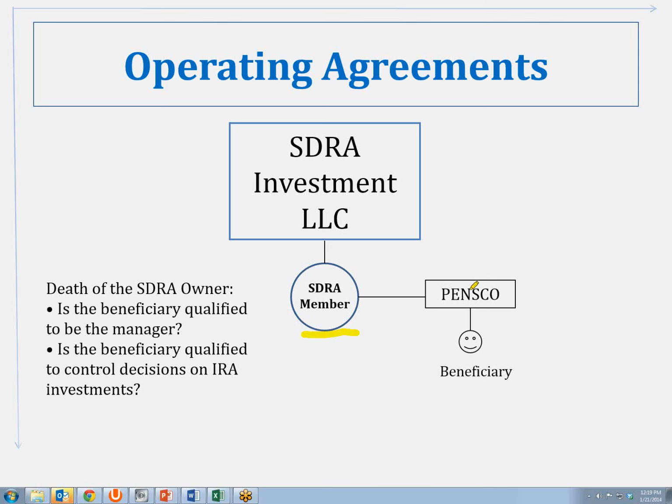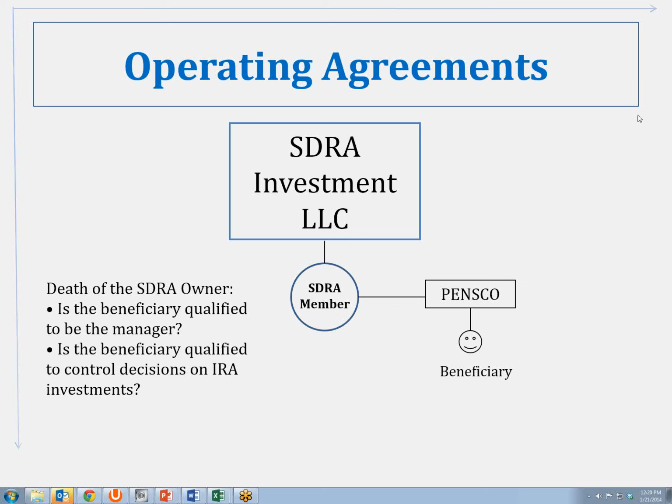Here's Pensco as the self-directed retirement account custodian, but of course they specifically provide in their documents that they don't make decisions about what's inside the self-directed retirement account, like who controls it. And then we have the beneficiary. If the beneficiary is not qualified or doesn't understand how to do this, are they qualified to be the manager of the LLC? What are they qualified to do? Can they direct the investments that the LLC is supposed to make? Can they make decisions about that? Oftentimes that's something that beneficiaries aren't really able to do.